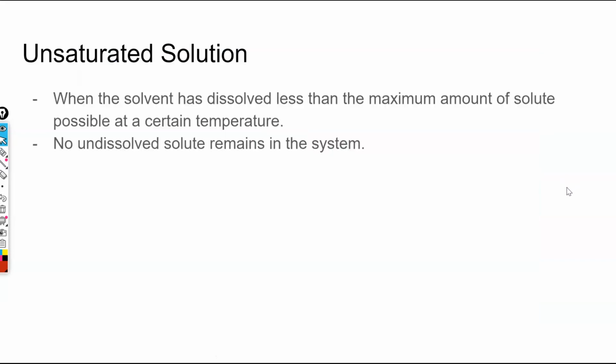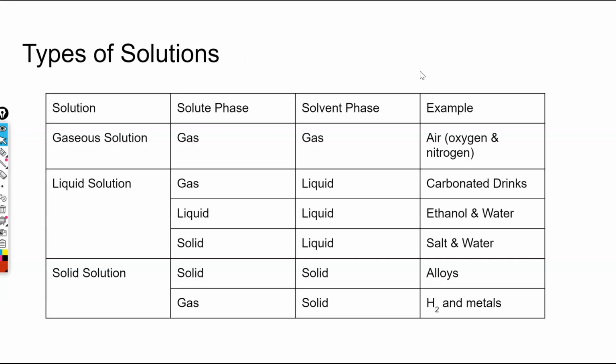The exact opposite is what we'll call an unsaturated solution. So this is when the solvent has dissolved less than the maximum amount of solute. No undissolved solute remains in the system. So it's basically all been dissolved. It's the exact opposite of a saturated solution. This is when everything has been dissolved, the solvent's dissolved the solute, we're good. So we've got saturated and unsaturated to describe how they mix, okay?